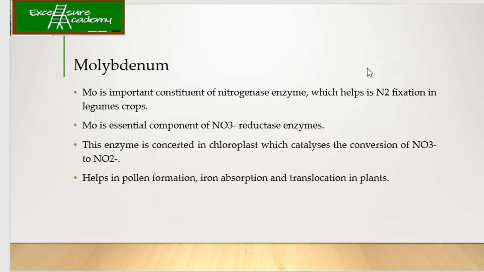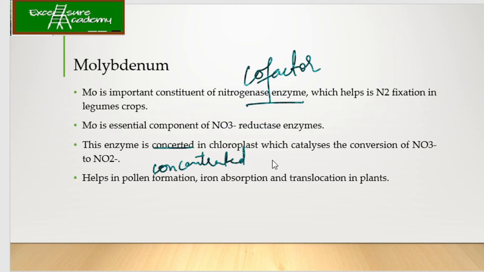Coming to the molybdenum. So it is an important constituent of nitrogenase enzyme, again acting as a cofactor. It helps in the nitrogen fixation in the legume plants. It is also a main component of nitrate reductase enzymes. It is concentrated in the chloroplast, which catalyzes the conversion of nitrate to nitrite and helps in the pollen formation, ion absorption and translocation of plants. So from these you can see that there are many micro elements which are actually helping each other, right?